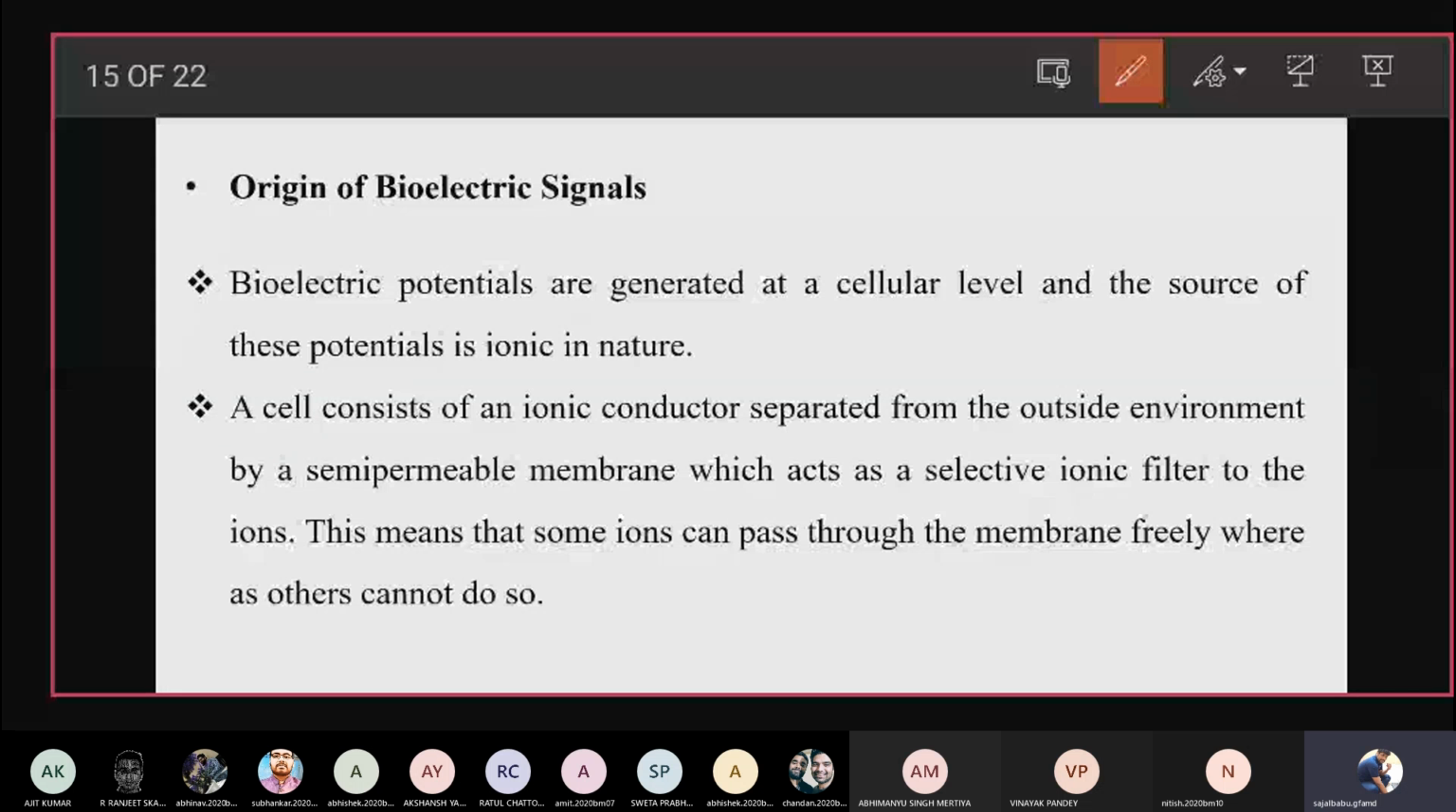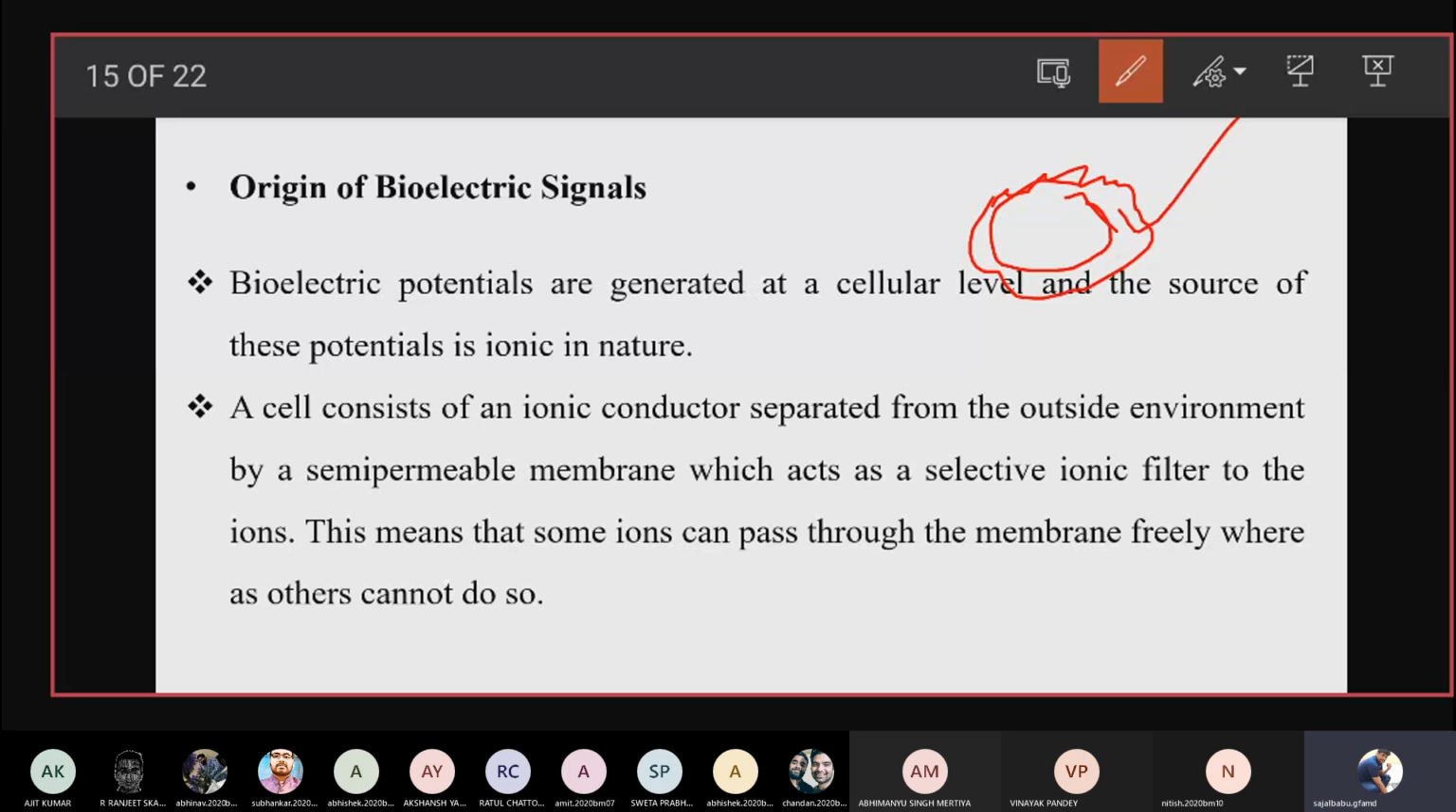As I explained till now, we are going to have a cell, and this cell is going to have a semi-permeable membrane around the surrounding. The outermost layer of the cell is a semi-permeable membrane. So what this membrane does is it will allow some of the ions to pass and go inside the cell, and it will restrict some of the ions. It will not allow those ions to pass through it, because of this semi-permeable nature of the outermost layer of the cell.